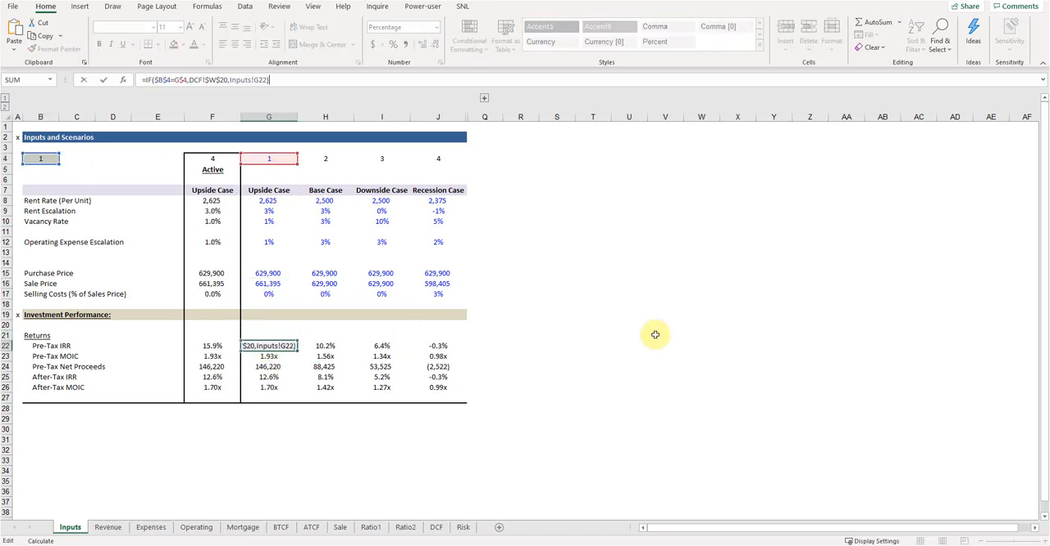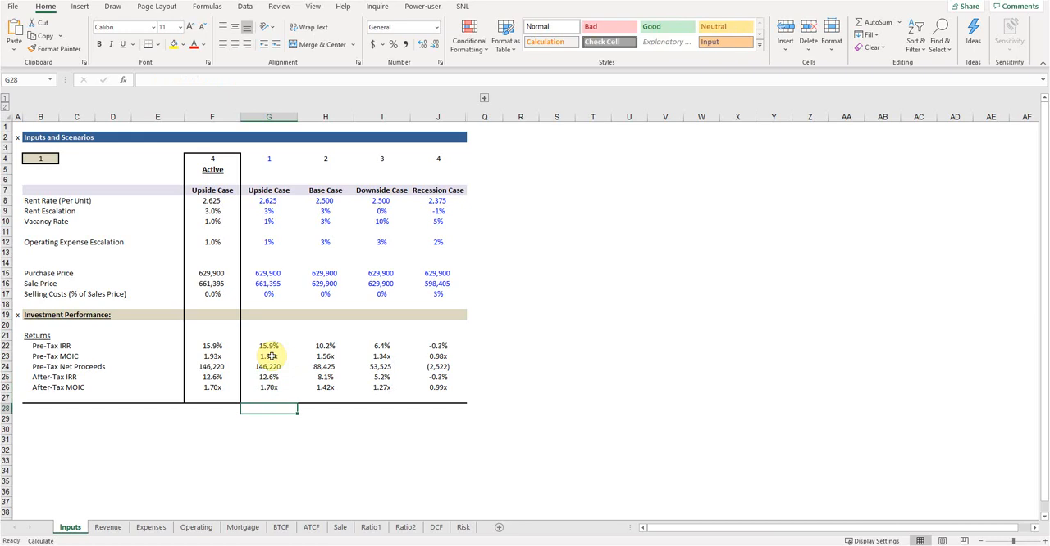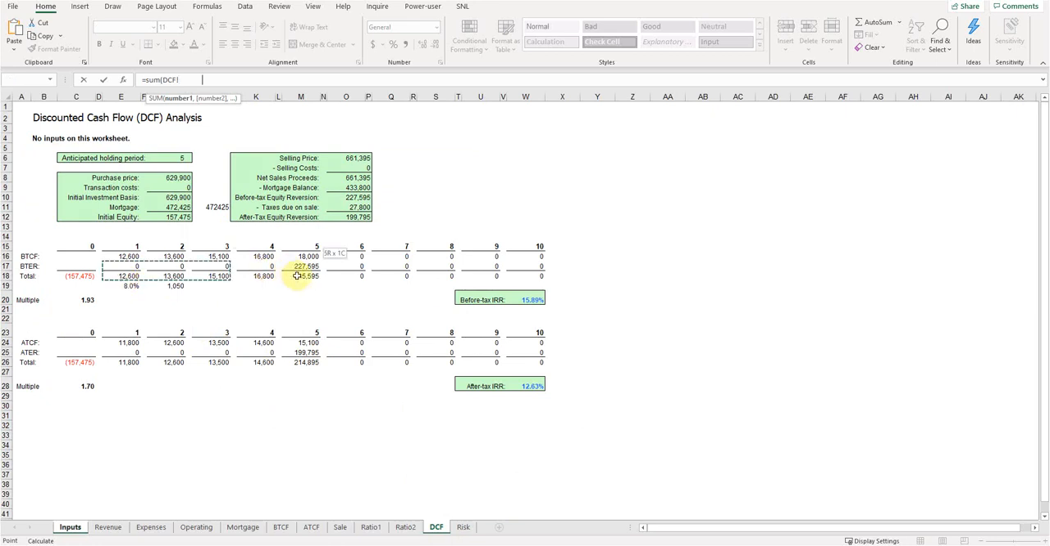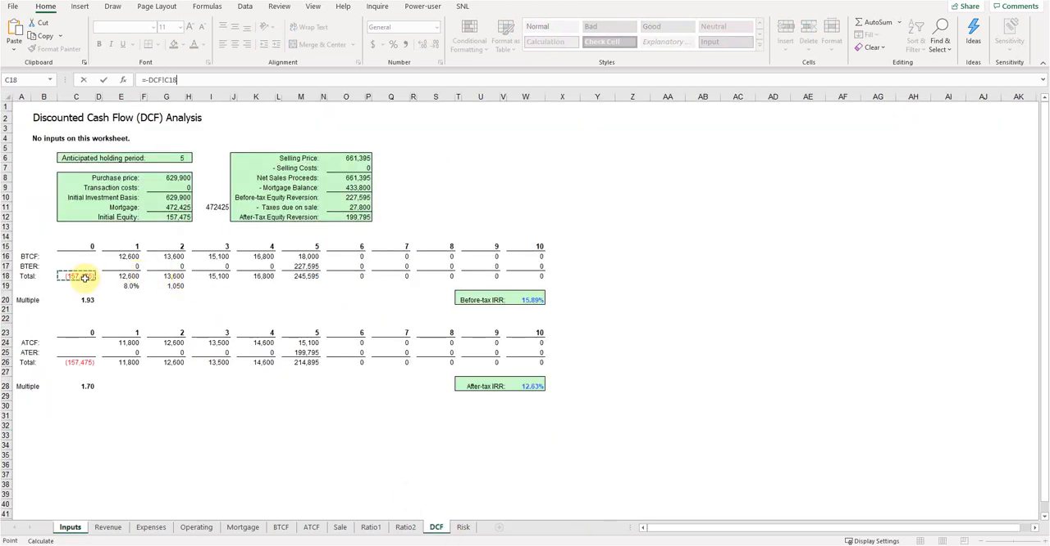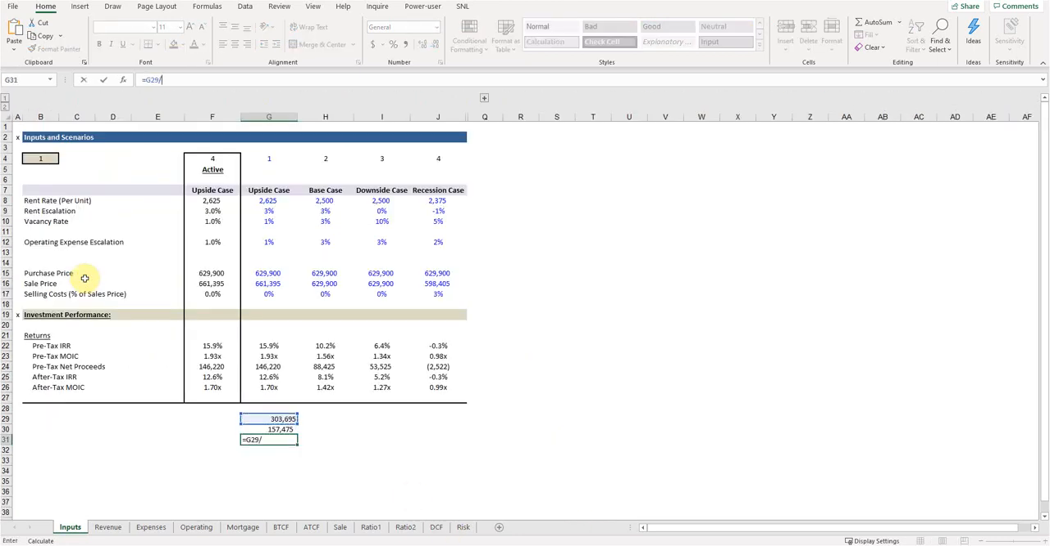So now we're looking at a property that is a 16% return on a pre-tax basis and an after-tax IRR of 12.6%. And then a 2 times multiple, which is pretty phenomenal. I mean, so you take the whole life of the investment proceeds, and then our equity check. So you're taking a $157,000 down payment and turning it into $303,695, which equates to a 1.93 multiple.